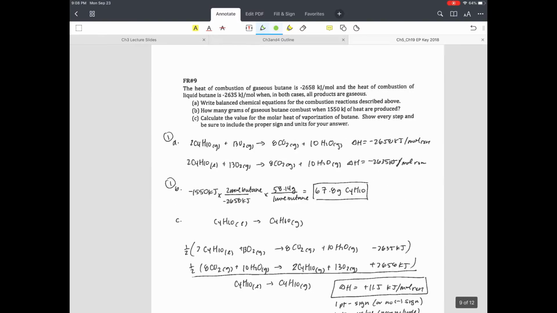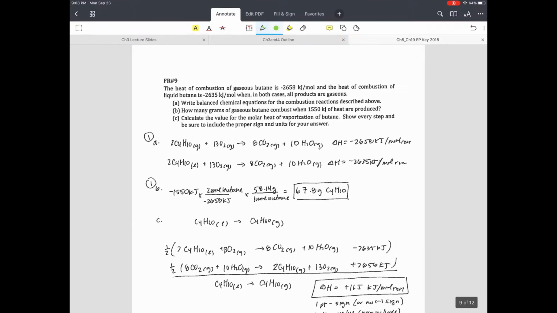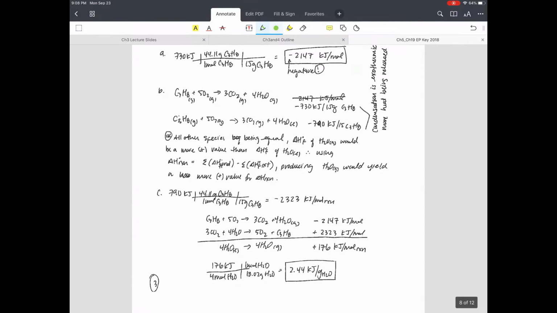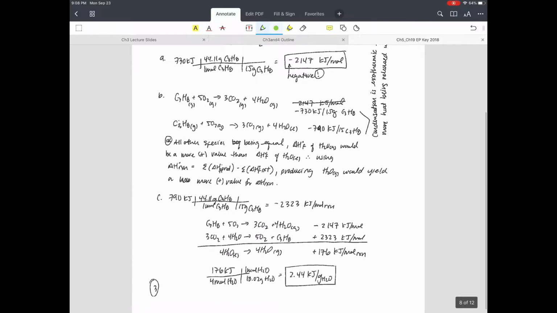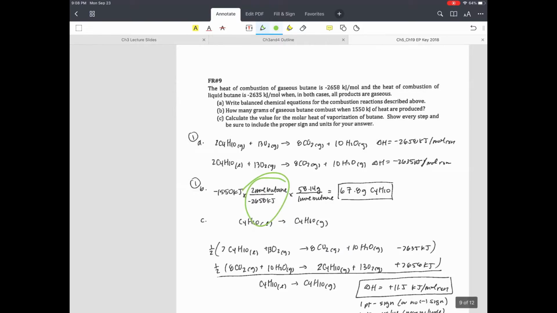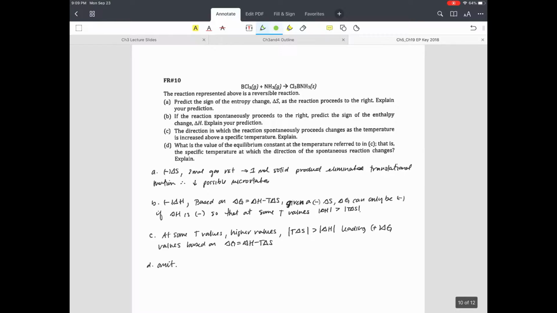Next up, I did want to talk about number 10 really quickly. By the way, your lack of attention to your moles and things was disheartening. Here, number 10 is the same thing, where a lot of you just didn't really answer the question very well. So here, again, if the reaction proceeds spontaneously to the right, which means delta G is negative, predict the sign of the enthalpy. So this is like that other one, but backwards.